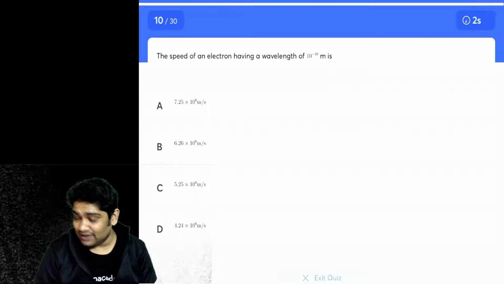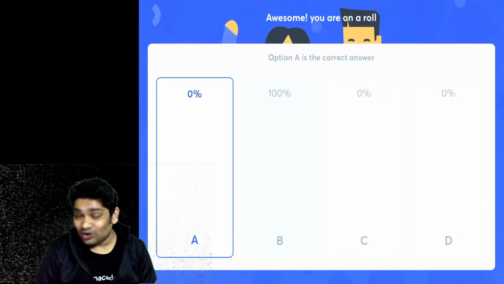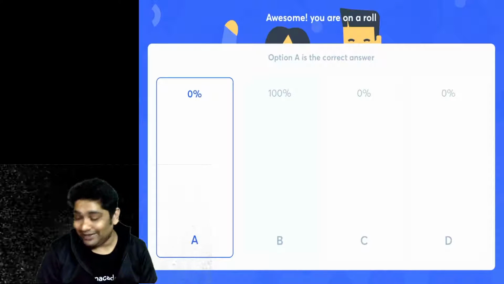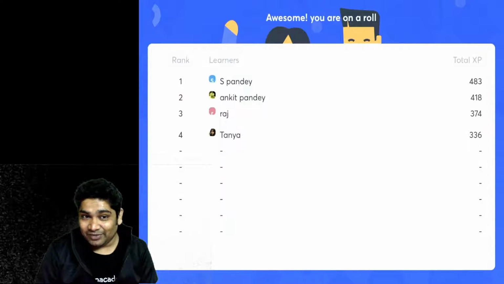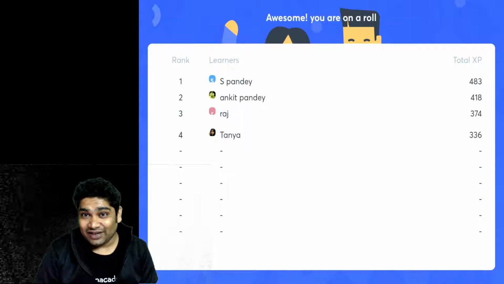All right, let's see how you guys have done then. The correct answer was A, and most of you answered B. Okay, never mind. This involved a little bit of calculation, so it's fine if you made some mistakes.